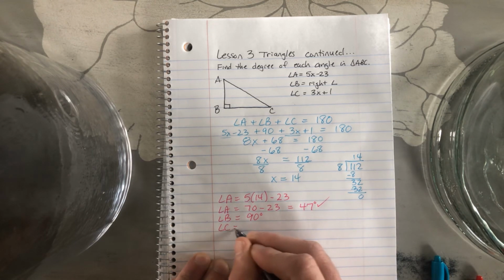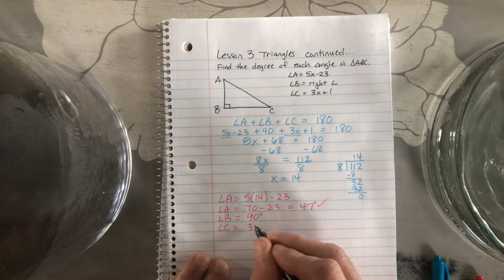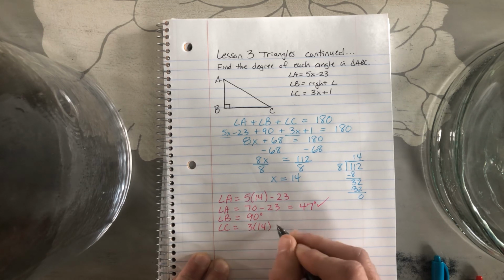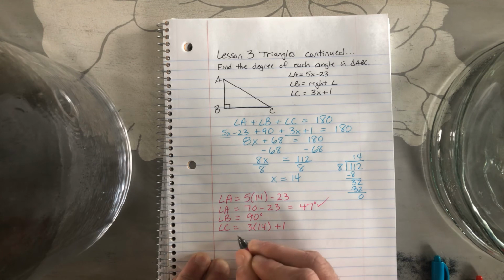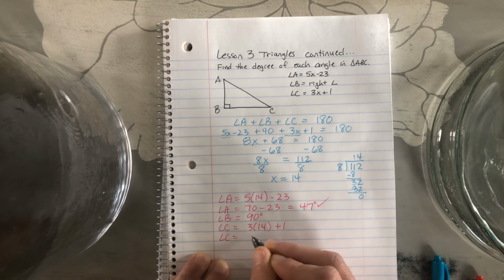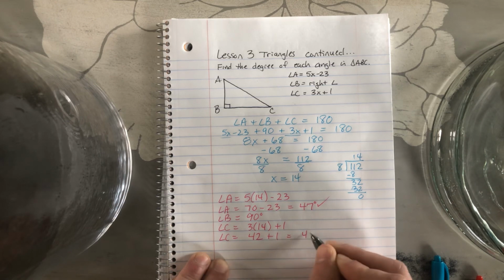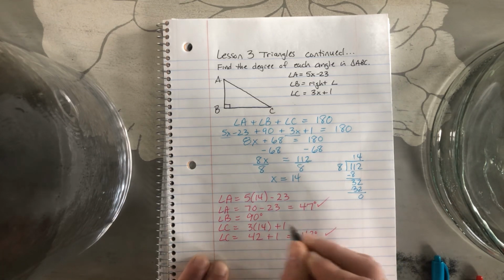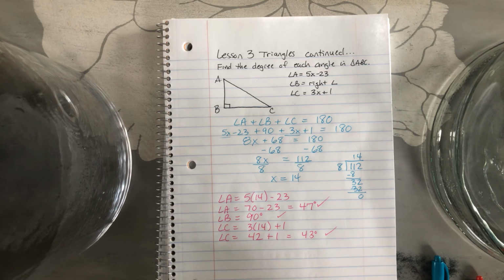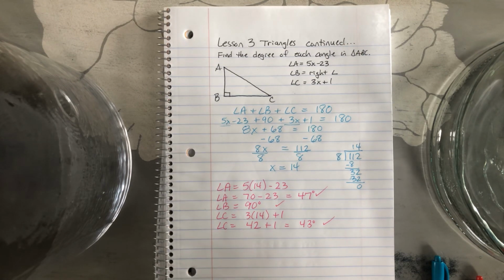And angle C, we'll use the expression of 3x plus 1, so 3 times 14 plus 1. 3 times 14 is 42 plus 1, 43 degrees. There's our three angle measurements for that one there.